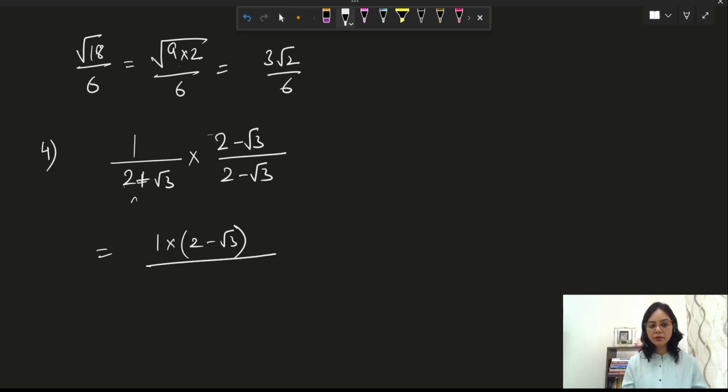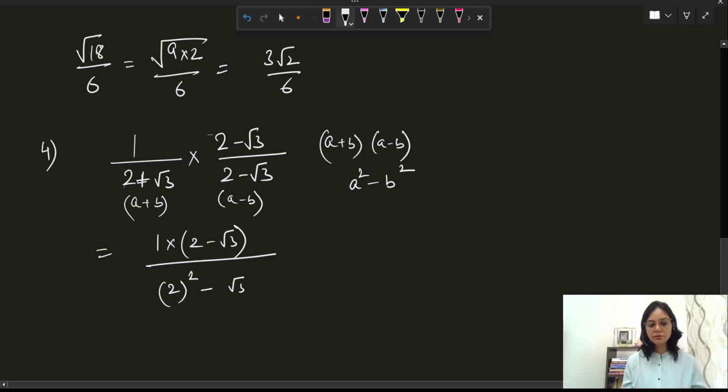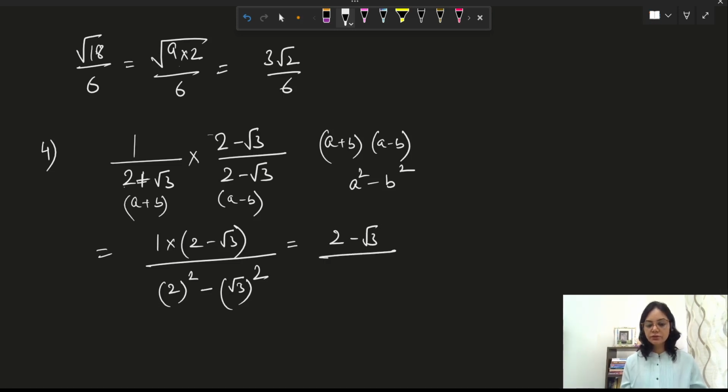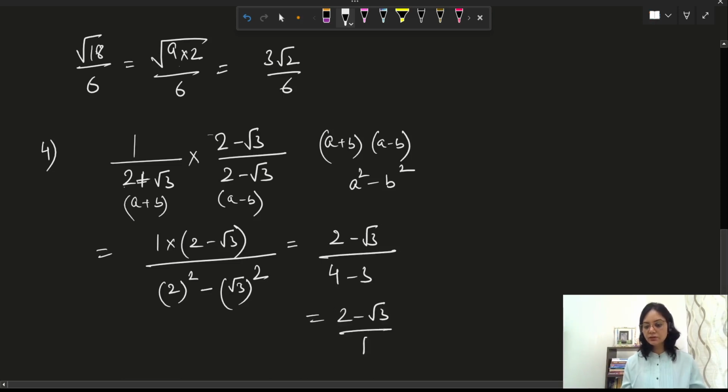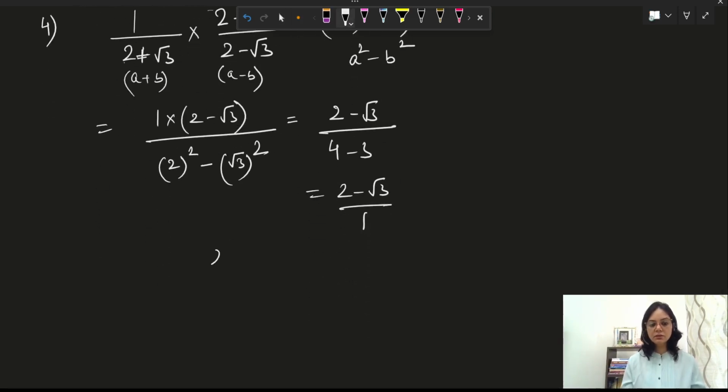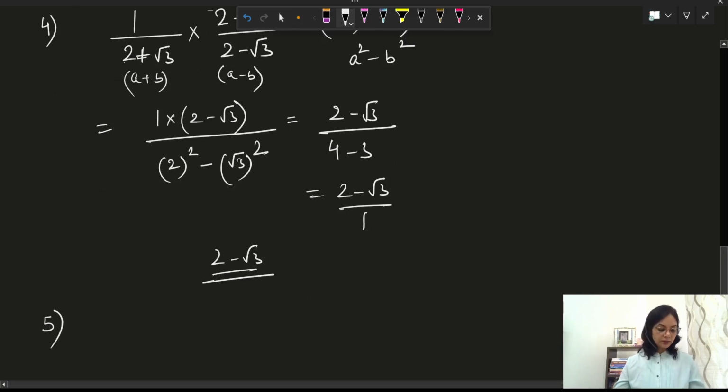The denominator is of the form a plus b, a minus b. You have done this identity in 8th grade. What is a plus b into a minus b? That changes to a square minus b square. So it will be 2 square minus root 3 square, which is 4 minus 3. In the numerator, 1 into 2 is 2 minus root 3, so it is 2 minus root 3 by 1. You see the irrational denominator has gone. That's your answer.